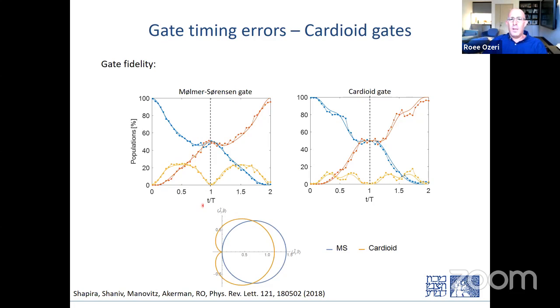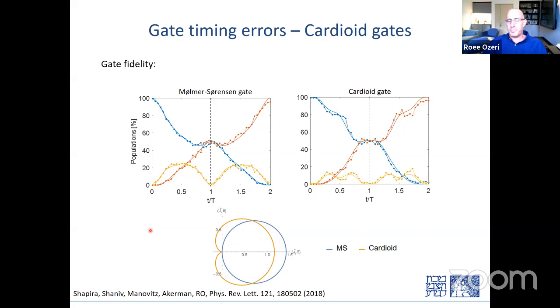And this is data from the lab showing the evolution of the different spin states as a function of the gate time. In a regular Molmer-Sorensen gate, you'll see that the error is indeed quadratic around the perfect gate time. Whereas if I choose to get rid of the errors, I'm going to get an error which is a fourth order, a quartic response around the perfect gate time.